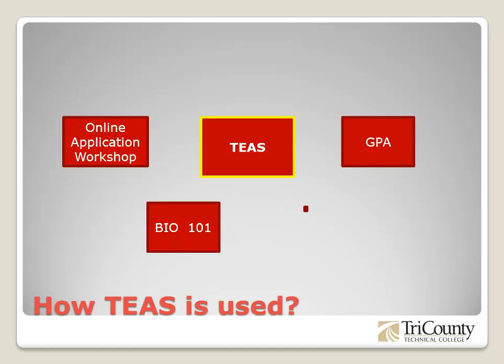TEAS is actually used in two ways. First, it is one of the required components that make you eligible to submit your clinical entry application form. The other three are participation in the online application workshop, minimum GPA, and core courses of Biology 101, Math 120, and English 101. These components are described in other presentations. The second way TEAS can be used is by helping make your application more competitive. The higher your reading score, the more points it is worth.